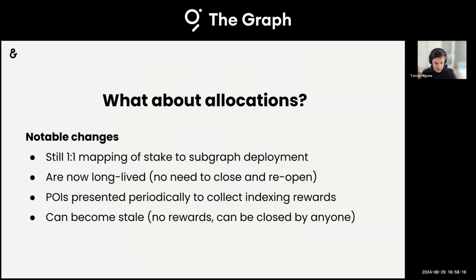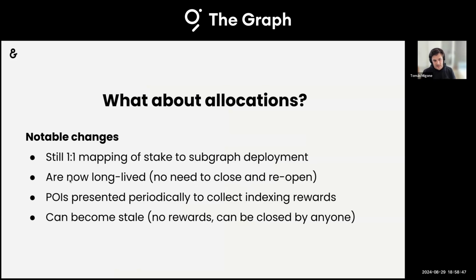And lastly, and I think this is the last couple of slides, I'm almost on time. Allocations are pretty much the same as today. There's still a one-to-one mapping of stake from a service provider to a subgraph deployment. That remains the same. The biggest difference is that they are now long-lived. So that means they can live in an open state forever. You don't need to close them and reopen every 28 days or anything like that.